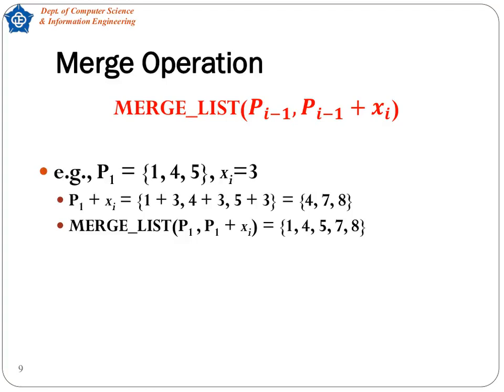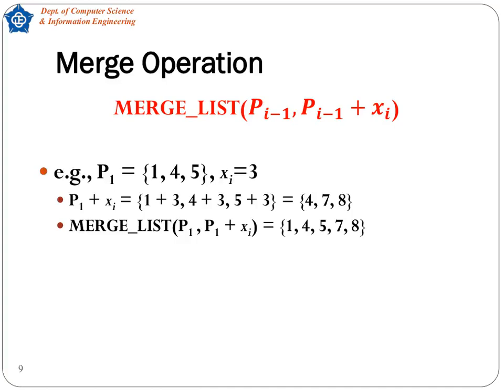Building on that brute force idea, let's introduce the merge_list operation. It takes an existing sorted list of partial sums and merges it with the same list shifted by a new value x_i. Formally, if P_{i-1} is our current list, we compute P_i by merging P_{i-1} with P_{i-1} plus x_i.